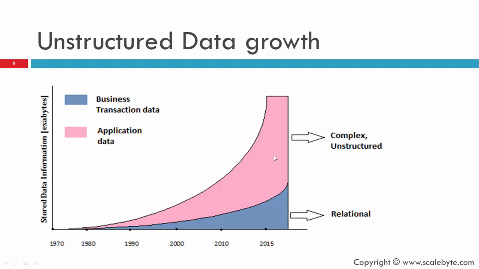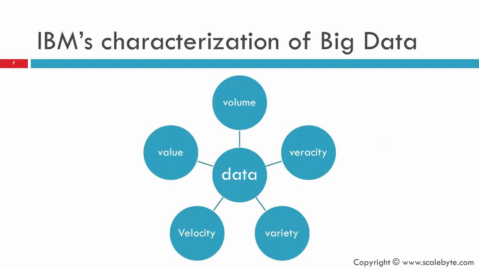Now, IBM's characterization of big data. We have IBM's definition of what big data is. They have categorized which data should be considered big data. Coming to it one by one, first is volume. As I said, data in terms of terabytes, petabytes, and exabytes.